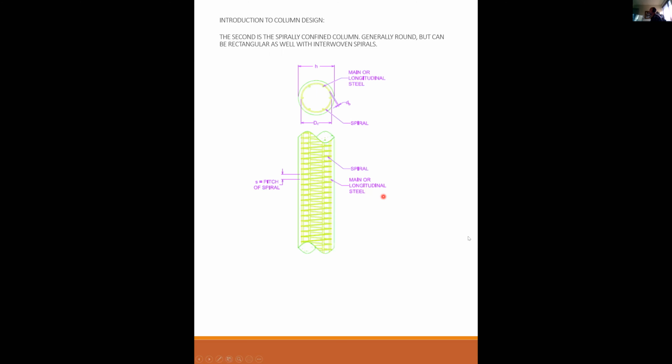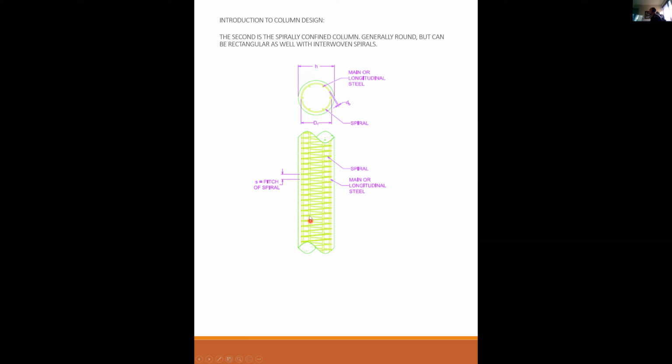The second is a spirally confined column. These are generally round, but they can be rectangular as well with interwoven spirals. So this is what that looks like. Usually they're a round column. The column itself has an outside diameter of h. The outside to outside of the spiral is d sub c. The diameter of the spiral bar is d sub b. And located on the inside perimeter of the spiral is your main or longitudinal steel. So in the side view, you can see the longitudinal steel running up and down the column.